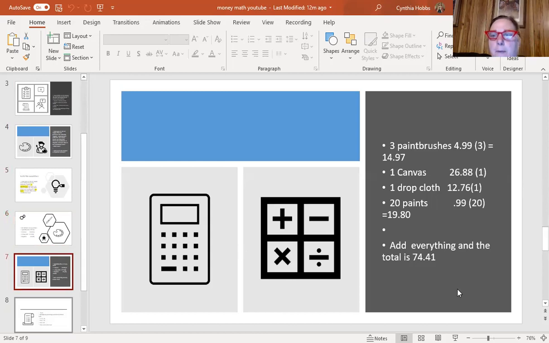So you're going to do the math. 3 paintbrushes at $4.99 is going to be $14.97. 1 canvas is $26.88. 1 drop cloth is $12.76, and 20 paints is 99 cents times 20, which is $19.80. When you add everything, you end up with $74.41.